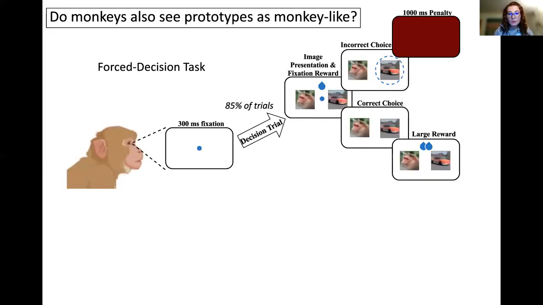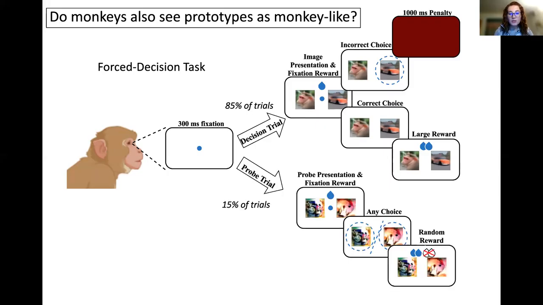First, we trained the animals to saccade to the images of monkeys over images of wheels, places, or other categories presented on the same screen. The images were created by the generator using natural images as guides. Incorrect choices were penalized and correct choices were rewarded. Once they had achieved a high enough level of accuracy, about 75%, we introduced probe trials featuring a prototype and a shuffled prototype. For these trials, any choice was randomly rewarded 50% of the time.